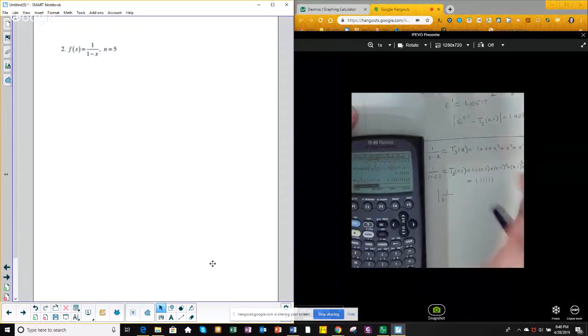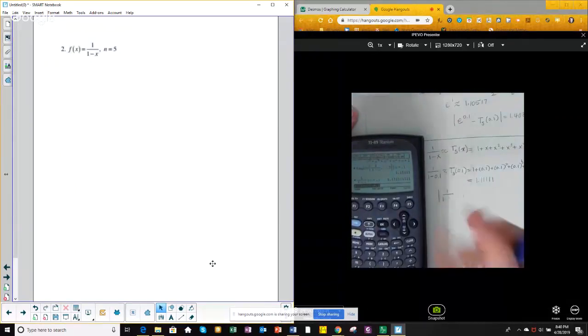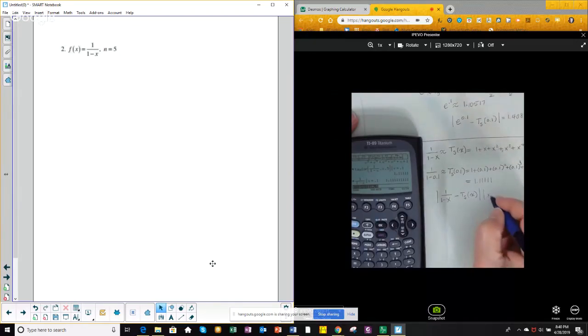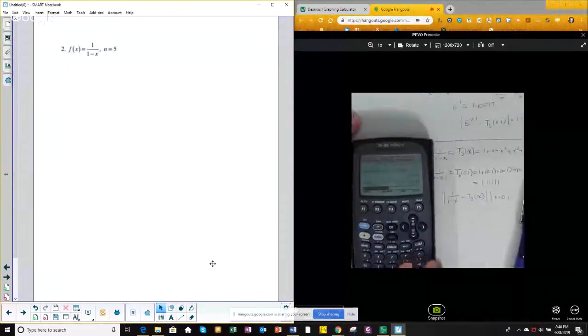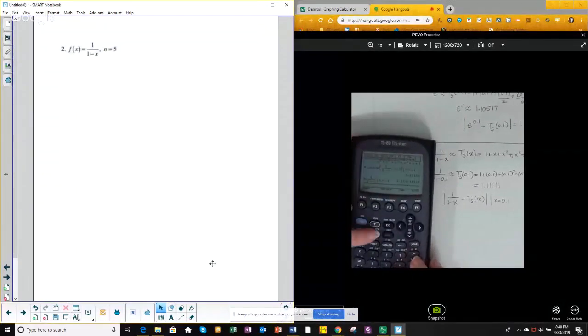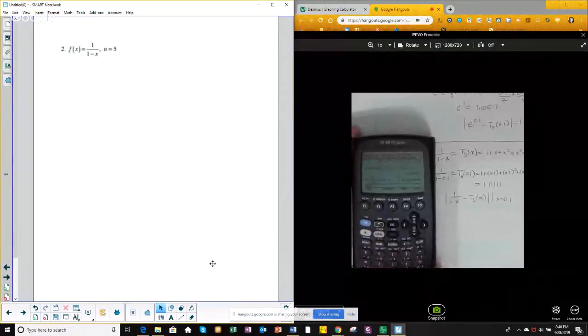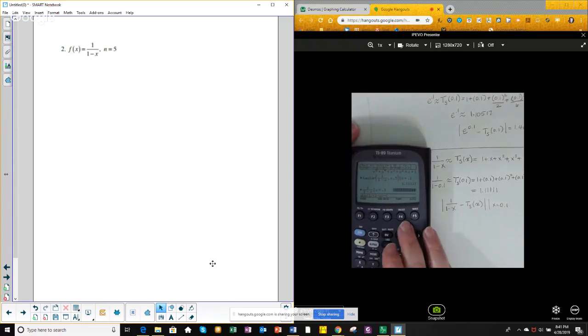Actually, I'm going to use just an x. Minus my Taylor polynomial, such that, right, we're going to let x equal 0.1. Let's see if we can type that in the calculator this time. So I'm going to say absolute value (1 divided by parentheses 1 minus x) minus, I'm going to use parentheses this time. I'm going to go up and grab my Taylor polynomial, 5th degree, close parentheses, close the absolute value, and say such that x equals 0.1.